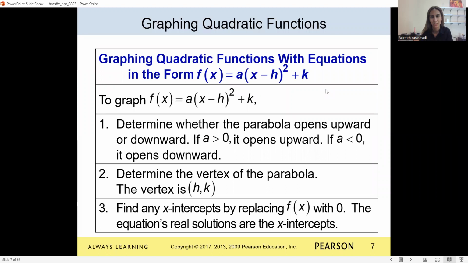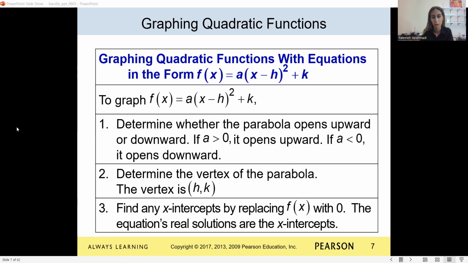So when it comes to graphing a quadratic function with an equation of this form, f of x equals a(x minus h) to the second power plus k, first of all, you need to determine if the parabola opens up or down. That depends on the coefficient a. If a is a positive number like 2, 1, or a half, then the graph opens up like this. And if a is negative, like -1, -3, -4, and so on, then the parabola opens down.